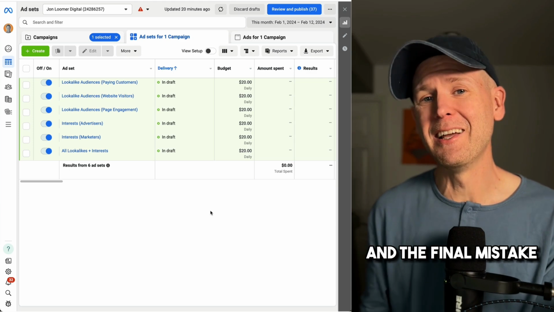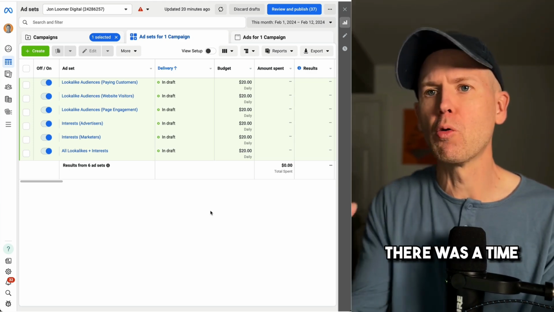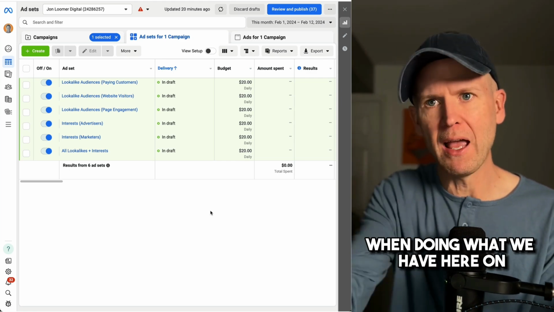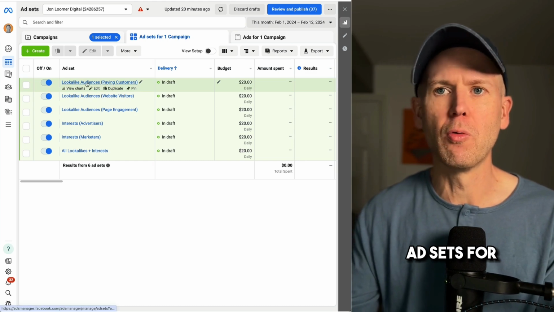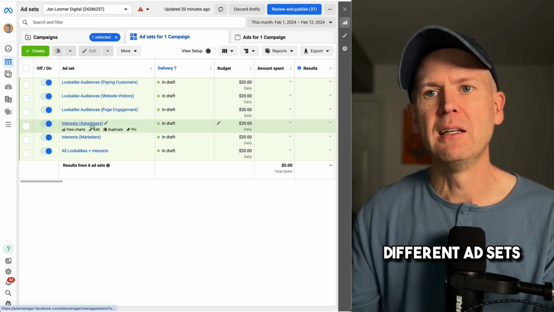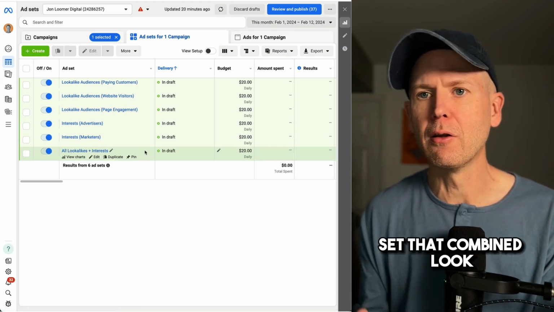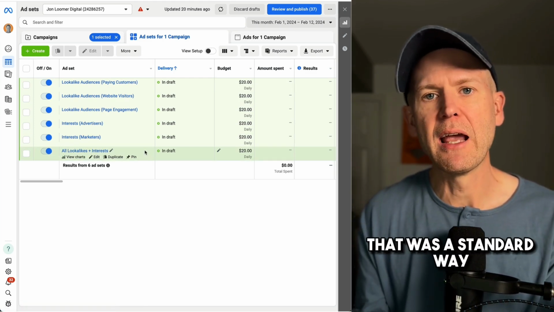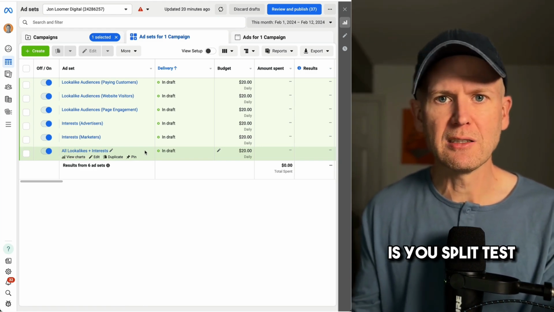And the final mistake is creating too many ad sets for cold targeting. There was a time when doing what we have here on the screen made sense. You have different ad sets for different lookalike audience groups, different ad sets for interest groups. Then you even had an ad set that combined lookalikes and interest. That was the standard way of cold targeting back in the day, is you split test and whatnot, find what works, what doesn't.